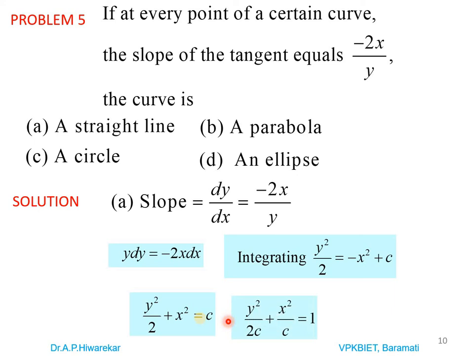Or if you divide it by c, you can write y square divided by 2c plus x square by c is equal to 1. And obviously we know the standard equation of an ellipse is x square by a square plus y square by b square is equal to 1. And obviously whatever situation is given, we have got the answer as an ellipse. So this curve is an ellipse. So that is our fourth option, I think D. So the answer of this problem is D. I think you are getting it. This is also a very simple example that appeared in the GATE examination.